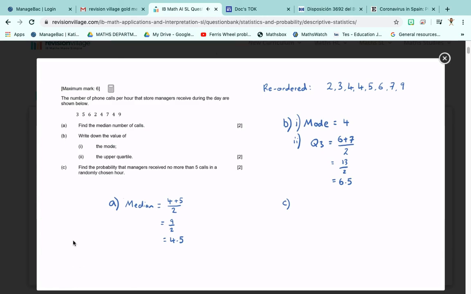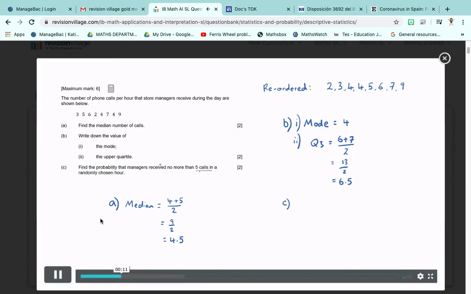So no more than 5 calls. So you look at the data and you are going to count. So we're going to include all of these numbers here. And this is a bit of a fancy way of writing it, but it's quite straightforward. What's the probability that the phone calls are either 5 or less? And that's what no more than 5 are.